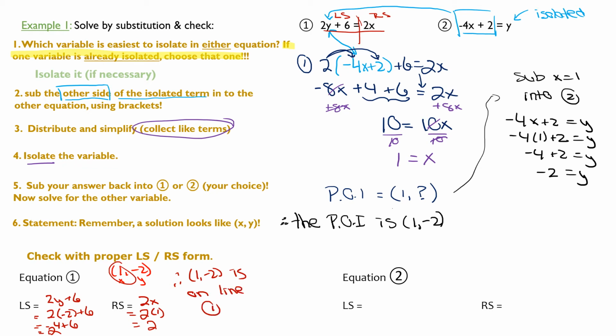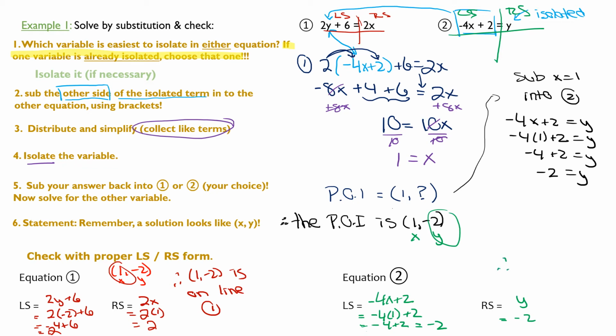But is it on line 2? Let's see. Let's sub it into equation 2. I go up to my equation 2, draw a line through here and here. This is my left side. This is my right side. My left side is -4x + 2. My right side is just a y. So in for x, I put in, this is my point of intersection, here's my x, here's my y, -4 times 1 plus 2. That's -4 + 2, which is -2. And in for y, I just go ahead and sub in my y value, which is -2.